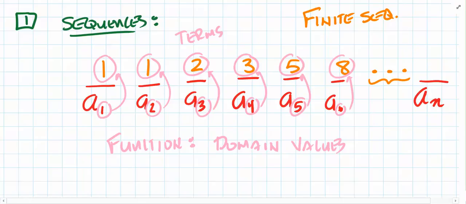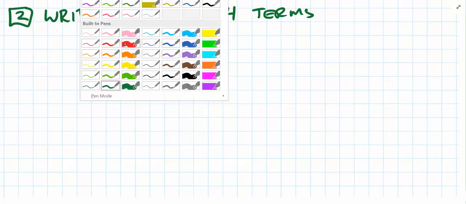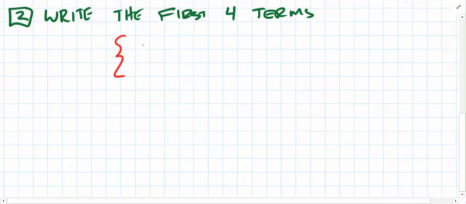The first thing that we learn how to do with sequences is to learn how to write them. So the book is going to give you a notation that looks like this, these little curly brackets.